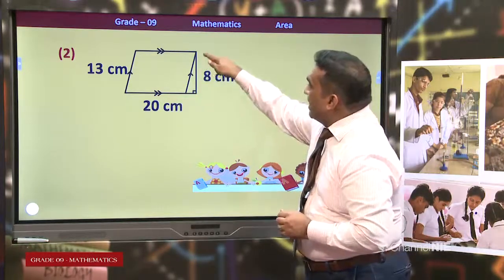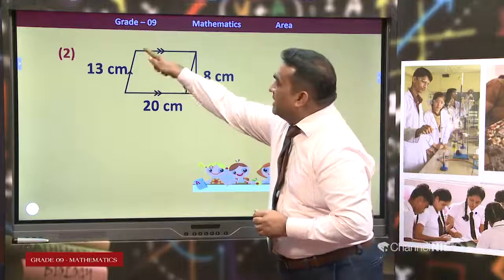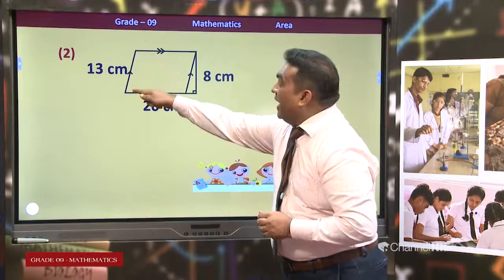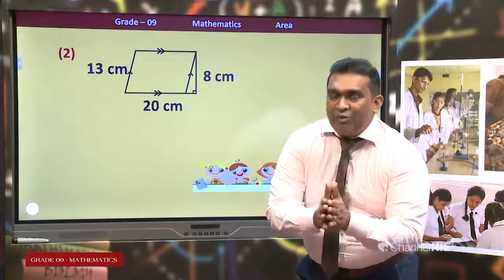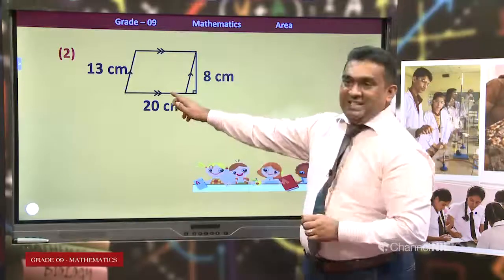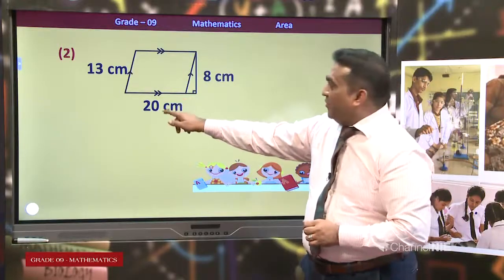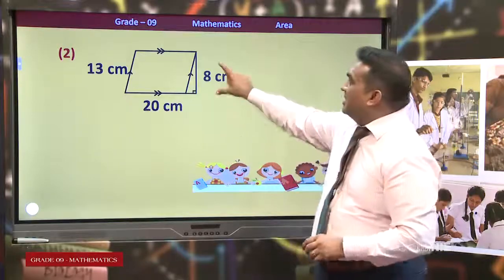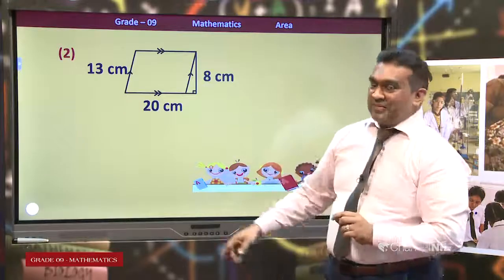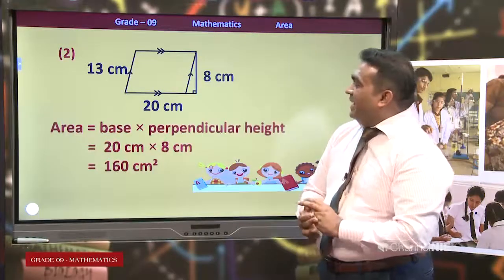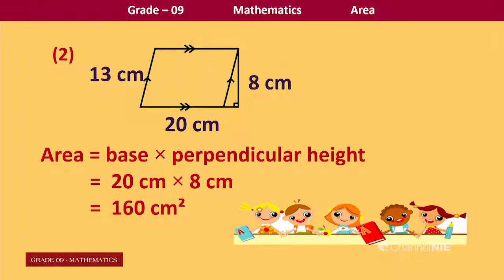Base and perpendicular height. If you consider 13 centimeter, you don't have any perpendicular line there. It means the foot of the perpendicular line should lie on the base. Therefore, this is your base, this is your perpendicular height. This is unnecessary value. Now, area is base multiplied by perpendicular height, 20 centimeter multiplied by 8, 160 square centimeters.